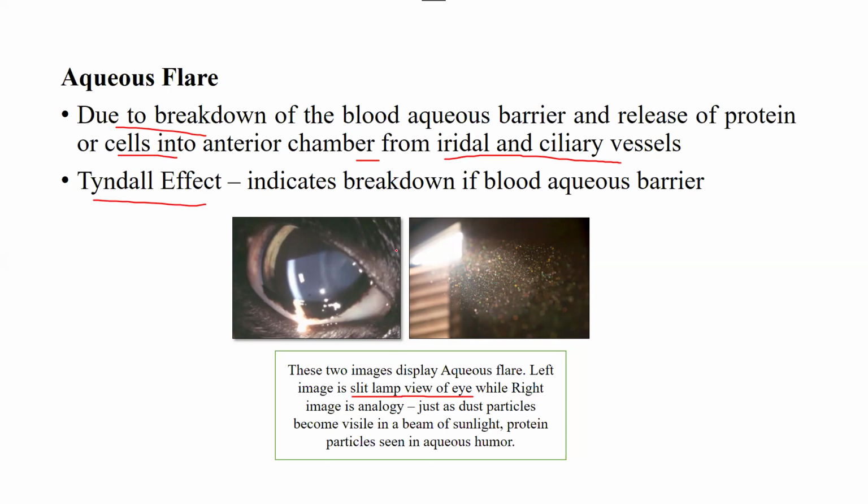And how does it look when, as an ophthalmologist, you view the eye of an animal? Do you see this picture? This is a picture of dust particles seen in sunlight. If you are sitting in a room on a summer day, and light is shining into the room, in those rays of sunlight you can see the dust particles in the room. Similarly, the proteins or cells released in the anterior chamber of the eye are seen in this slit lamp view inside the eye, and that is called aqueous flare or Tyndall effect.